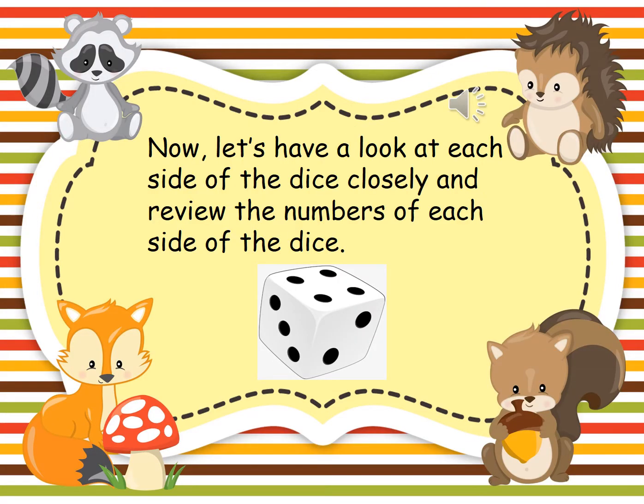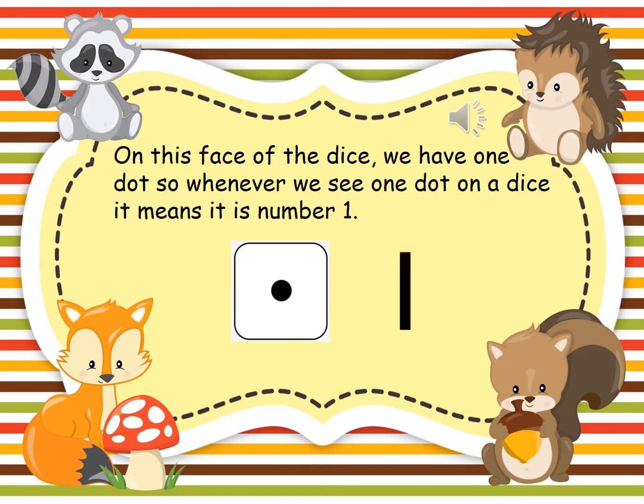Now, let's have a look at each side of the dice closely and review the numbers of each side of the dice. On this face of the dice, we have 1 dot. So, whenever we see 1 dot on a dice, it means it is number 1.